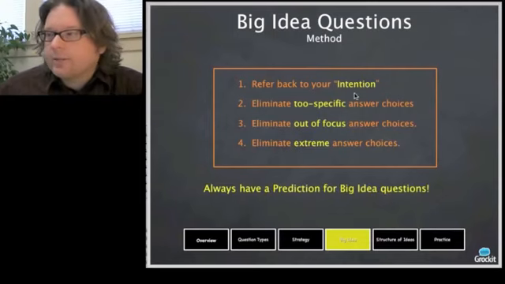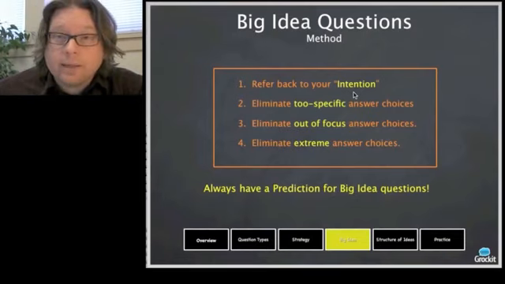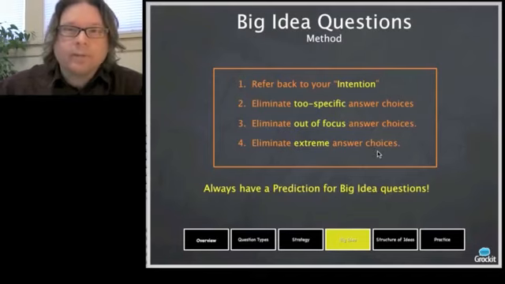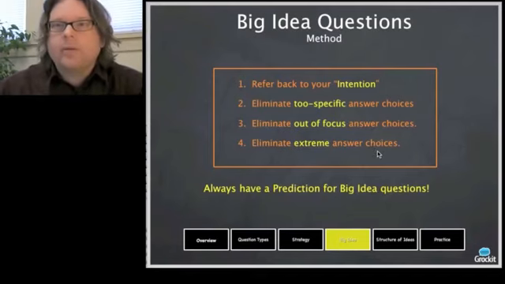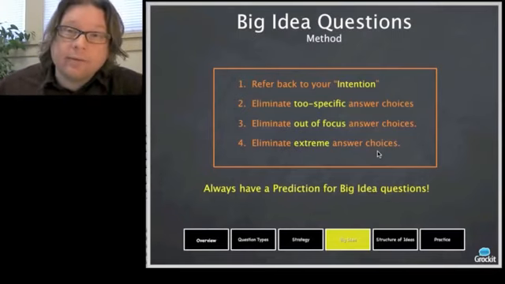And have a prediction. That's what your intention is, in a way. When you write down that prediction, write down that intention, that's your prediction for what the big idea question answer will be. But rephrase it in your mind once you've read the whole passage. Have that prediction in mind when you're reading the answer choices. It makes you less likely to fall for traps.